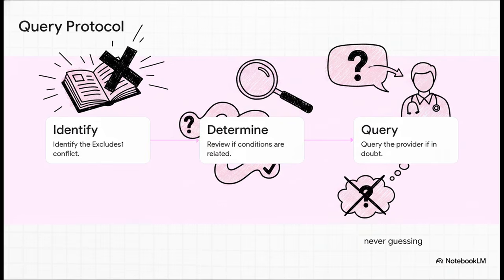Step 1. You identify the Excludes conflict in your tabular list. Step 2. You review the documentation to determine if the conditions are related or if they're completely separate. And Step 3. If you are in any doubt at all, you query the provider. I really cannot emphasize this enough. Guessing is never, ever an option in medical coding. If the relationship is unclear, querying the provider is the required action to ensure your coding is accurate and compliant.